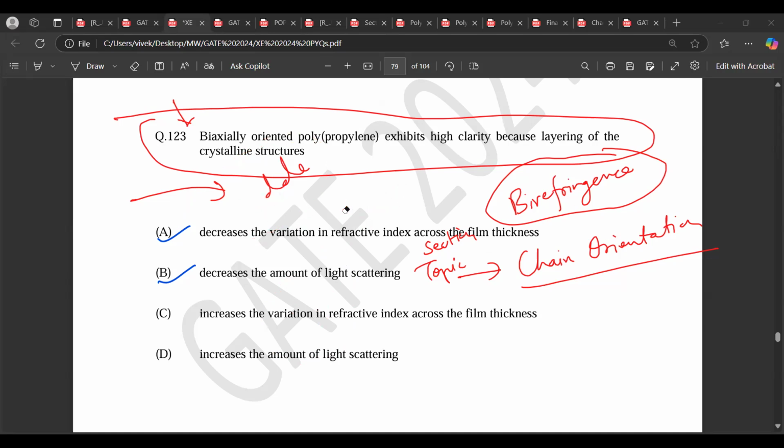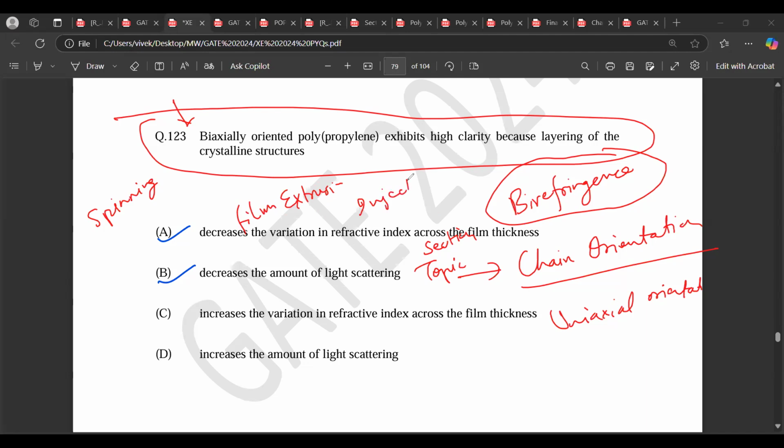In chain orientation, we have many types of orientation: uniaxial orientation, biaxial orientation. So for uniaxial orientation, I'll ask one question. I have three processing techniques, because they can ask this in GATE. One processing technique is fiber spinning, one is film extrusion, and what else can you take? Yes, you can take 3D, like injection molding. Injection molding mostly gives you a 3D product.